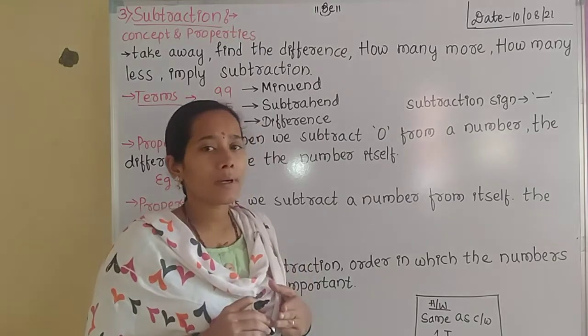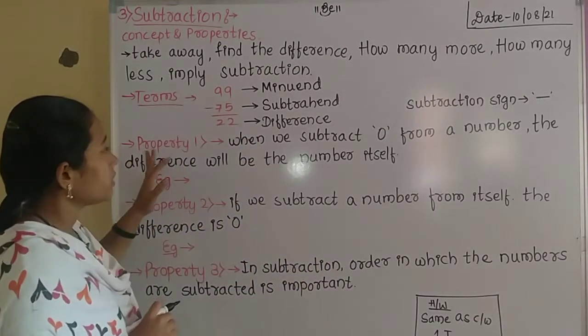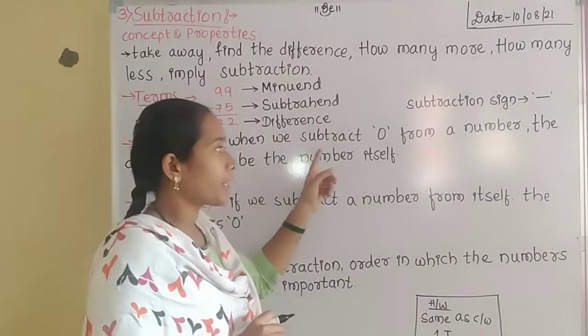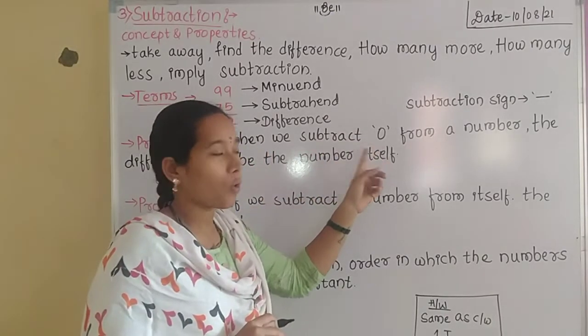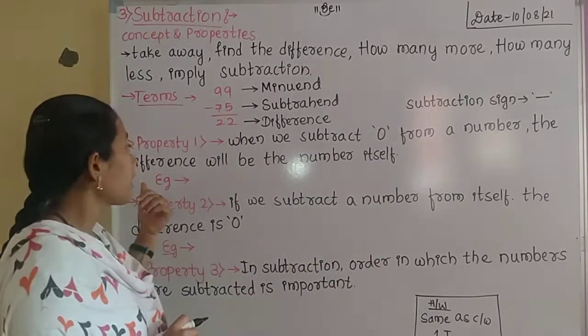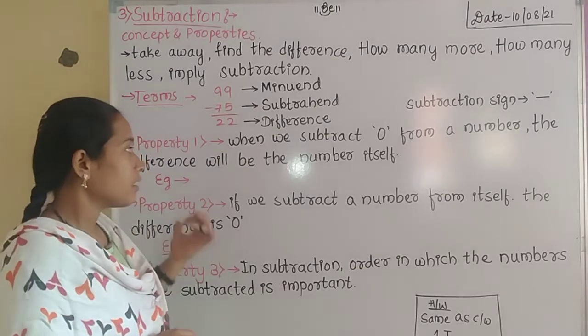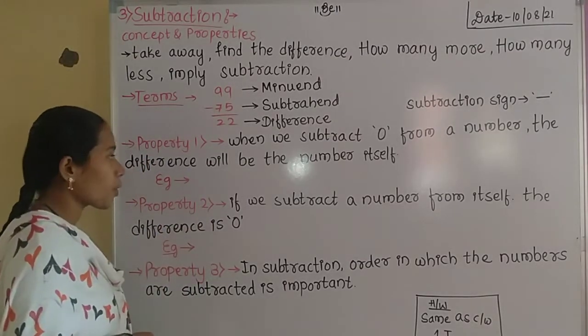Here also three properties are there. See that one. Property one, the first one: when we subtract 0 from a number, the difference will be the number itself. Okay, this statement is also called the zero property.